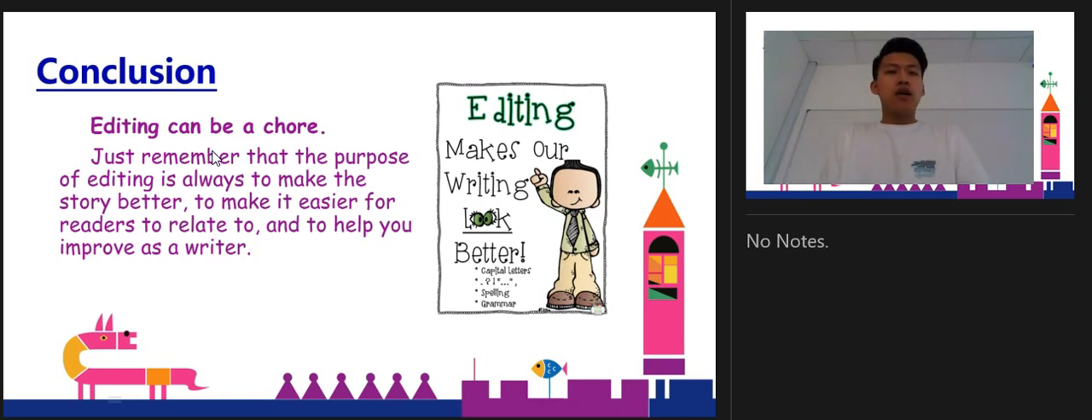It's my conclusion. Editing can be a chore. Just remember that the purpose of editing is always to make the story better, to make it easier for readers to relate to, and to help you improve as a writer.